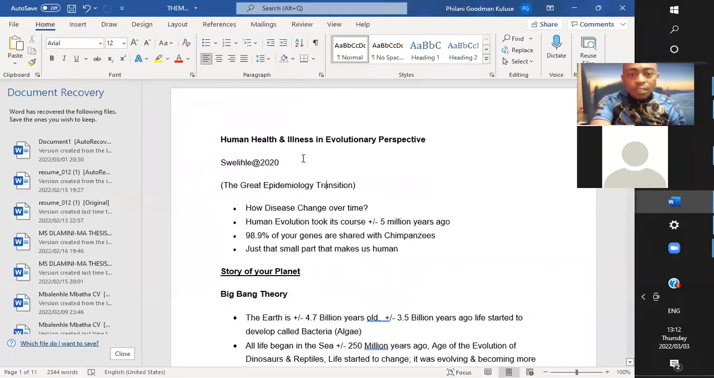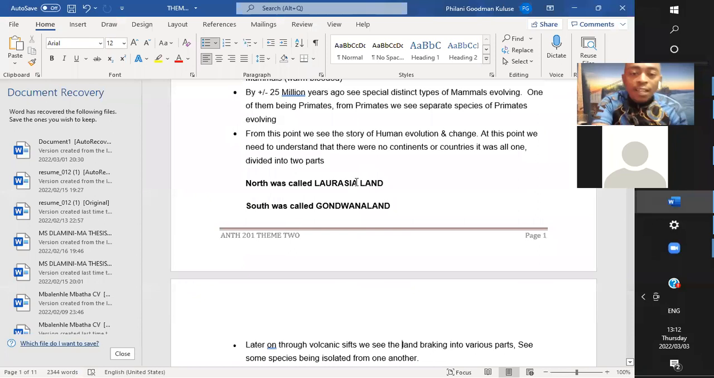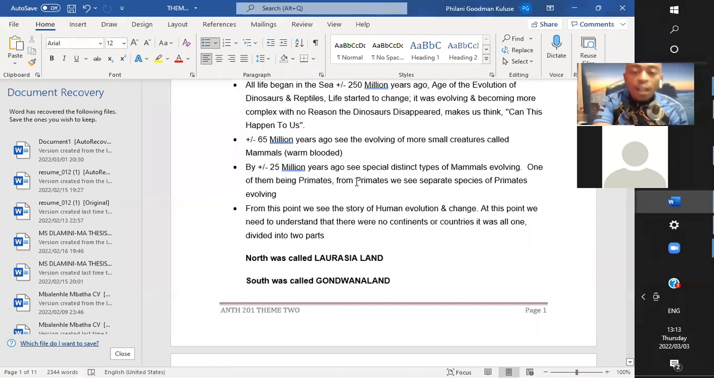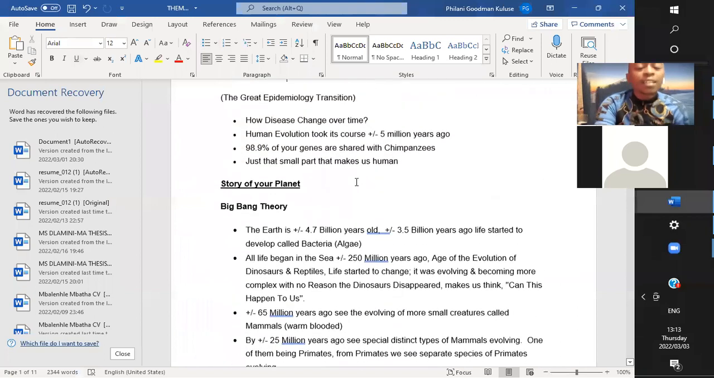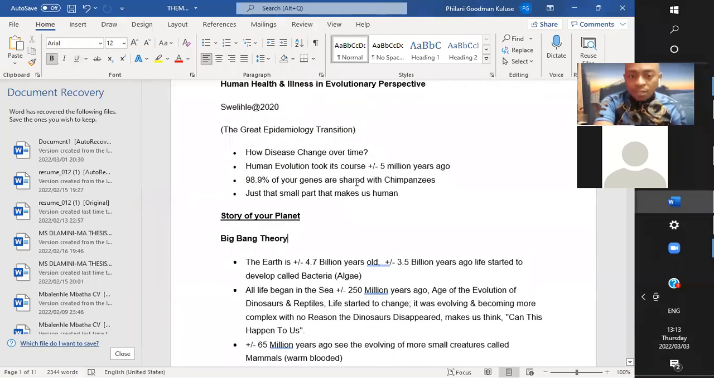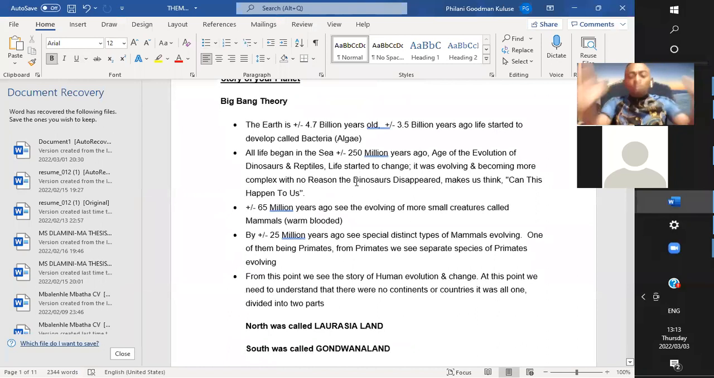Okay, health and illness in evolution. It's important for us to understand health and illness in evolution. Understanding health and illness will help us understand the evolutionary perspective. I said to you, evolution introduced many crises. It introduced many social problems. People were thinking that they were being civilized. Civilization indeed came with many advancements.